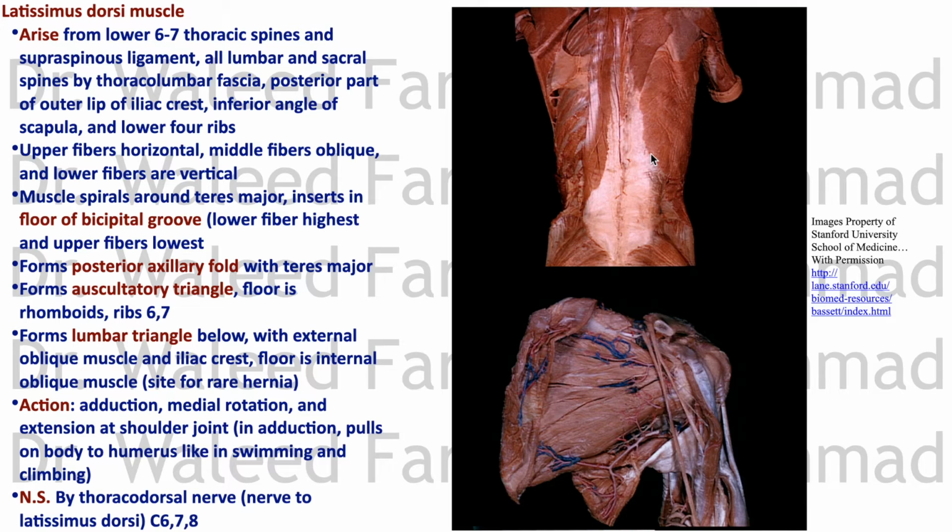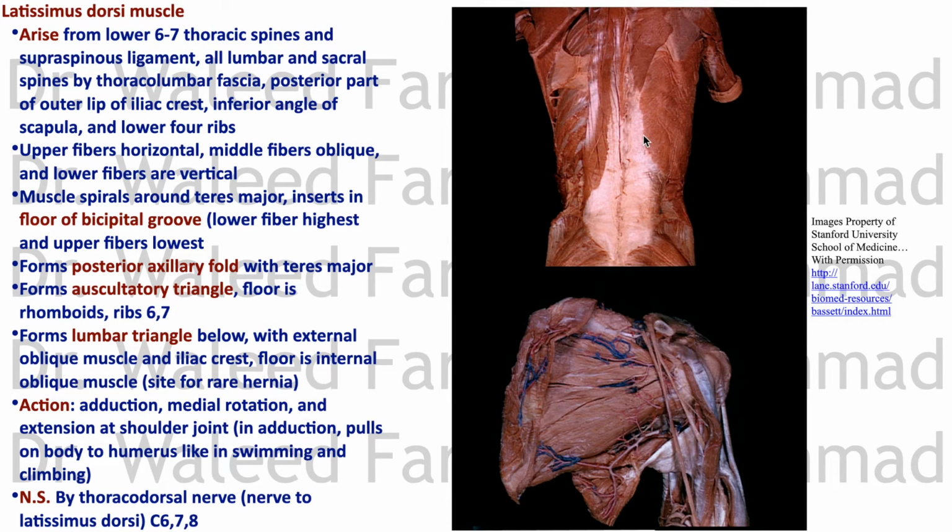Now, the action of the latissimus is adduction, medial rotation, and extension at the shoulder joint. But let me ask you a question. Adduction of the upper limb: the upper limb is already adducted by gravity. Okay? Why do we need this huge muscle to adduct the upper limb? This is the question here. Actually, it's not adducting the upper limb. It's adducting the body to the upper limb.